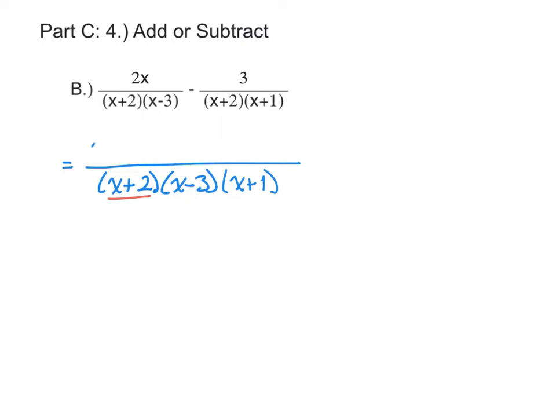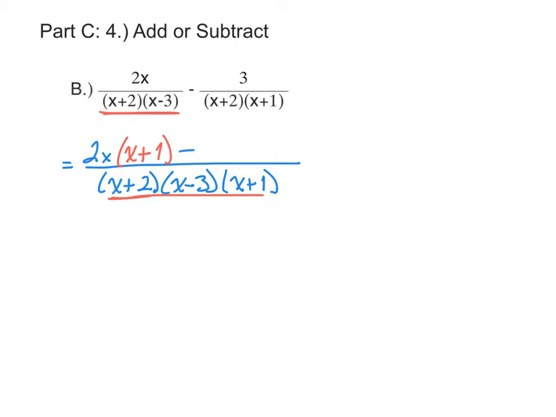Now I'll turn my attention to the numerators. First, this 2x. What I'm going to do is look back at this first fraction, specifically the denominator of the first fraction, and compare it to my common denominator. That first fraction has x plus 2 and x minus 3 in it. The one factor that's missing is x plus 1. So I'm going to multiply that 2x by x plus 1.